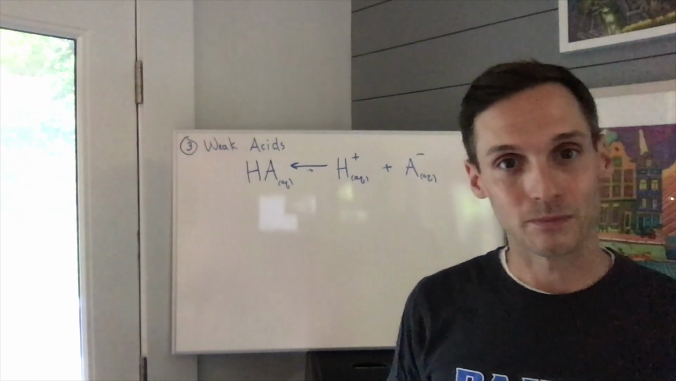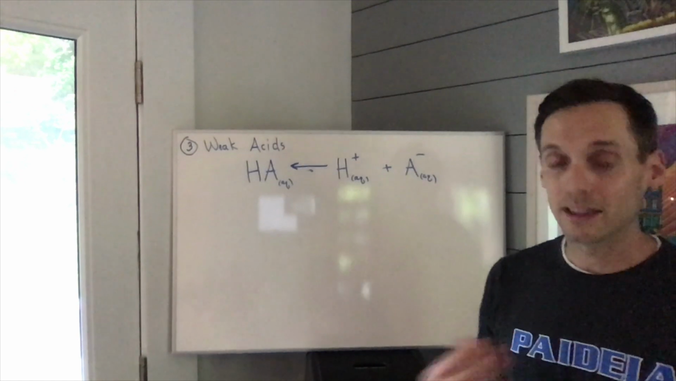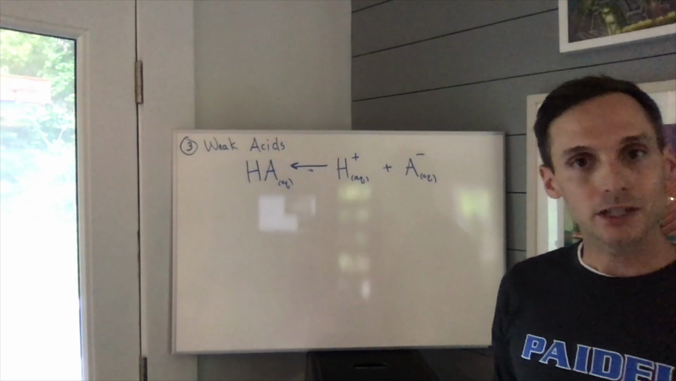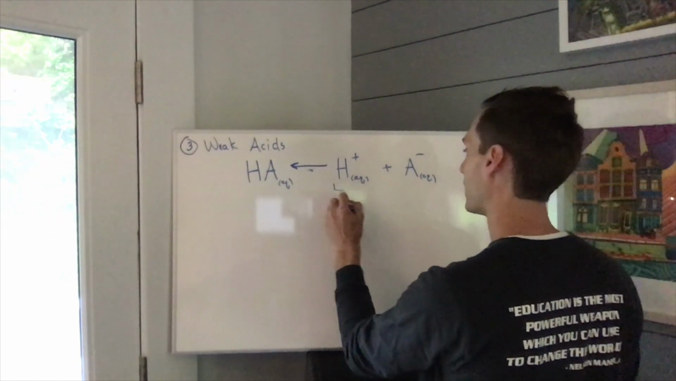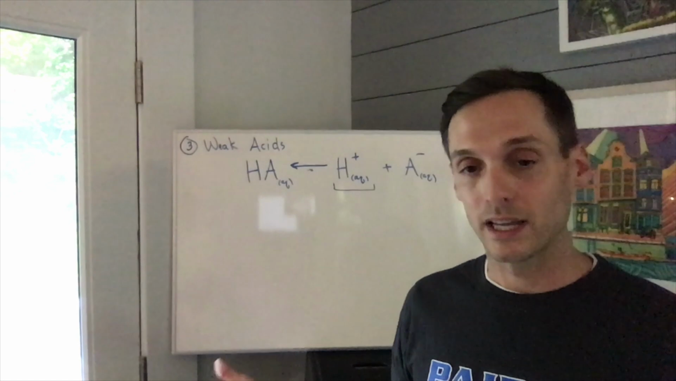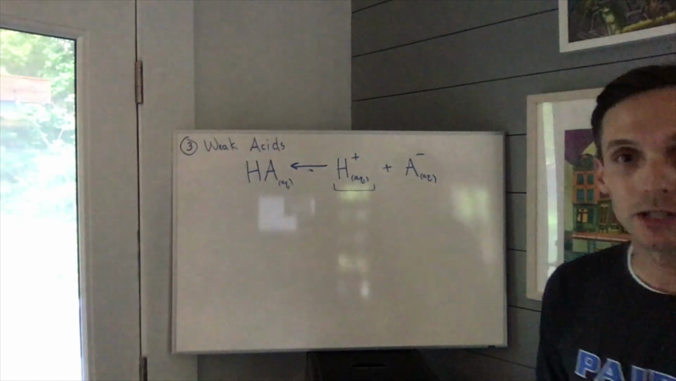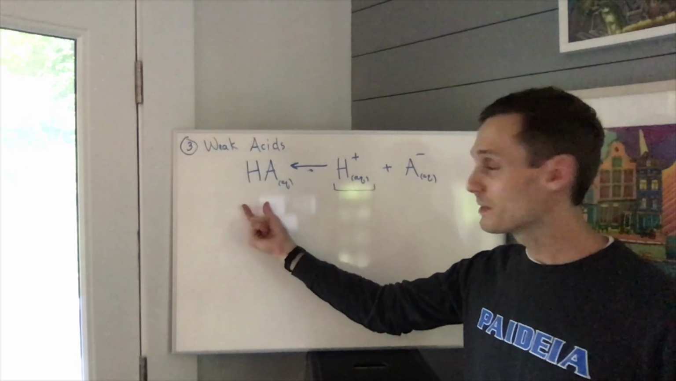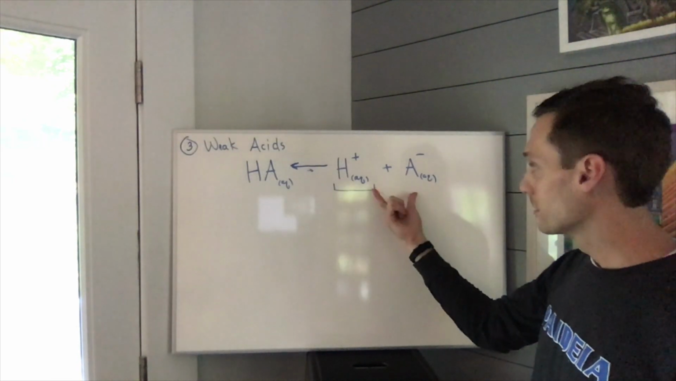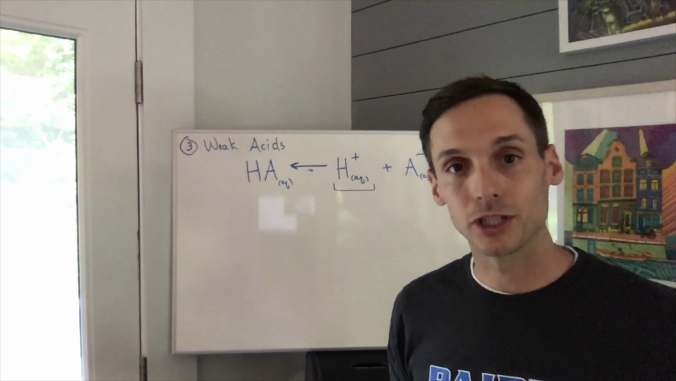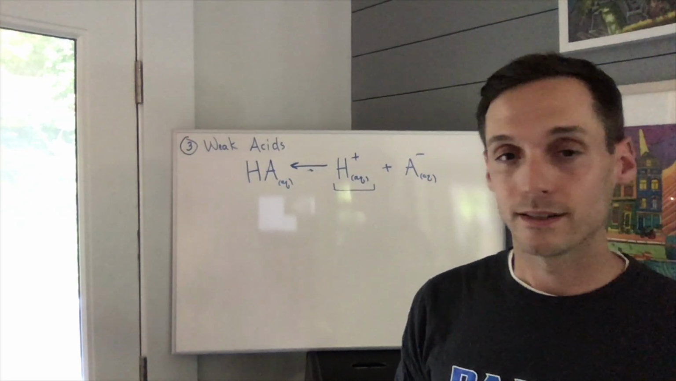Okay? Now again, to get the pH of these solutions, the H plus is again what we're trying to get because that will let us easily calculate the pH. It's just going to be a little more difficult because we can't assume that all of the HA dissociates, so we're going to have to figure out exactly how much HA, our acid, dissociates.